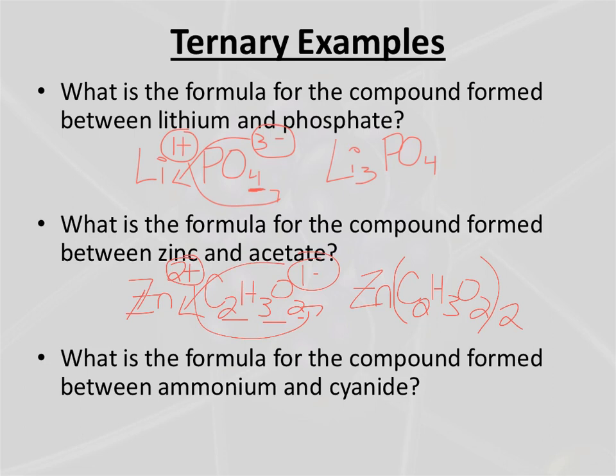And last but not least, we have ammonium and cyanide. Ammonium is one of those special positive polyatomics, NH4 1+. Cyanide is also a polyatomic, CN 1-. And then you're going to swap and drop and end up with NH4CN.